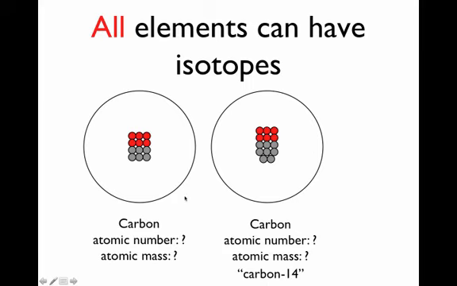14. And if you wanted to only talk about atoms of carbon that had an atomic mass of 12, like the one here on the left, you would call this type of atom carbon 12.